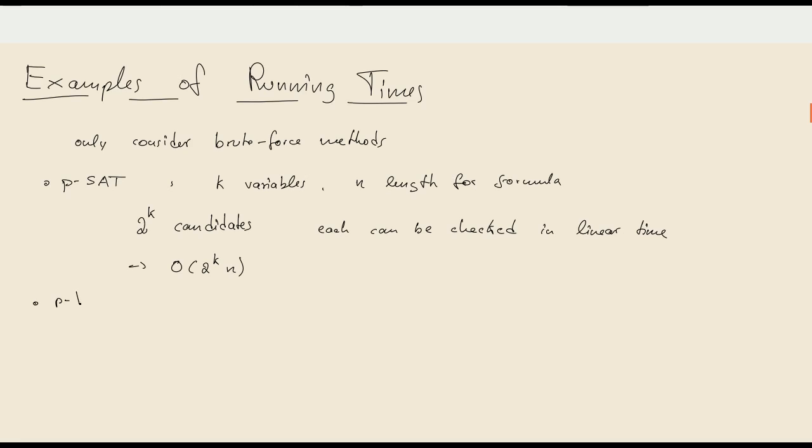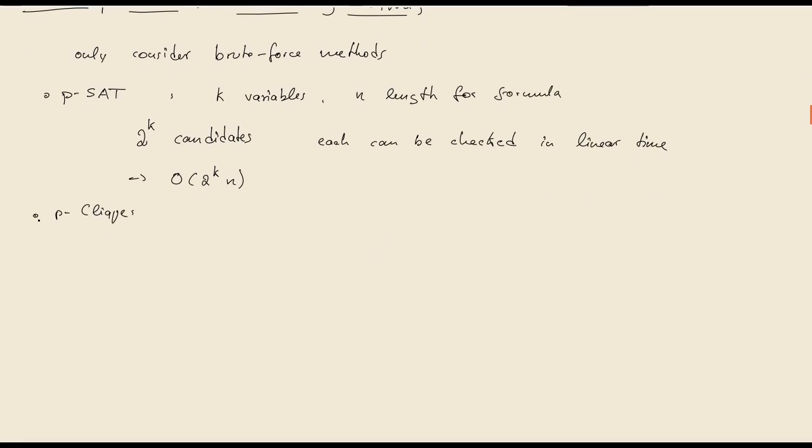The next example is p-vertex cover. Let's do p-clique first. For clique, we use the canonical parametrization, so k is just the threshold. Is there a set of at least k nodes, and n is the number of vertices in the graph, or nodes, and m is the number of edges.